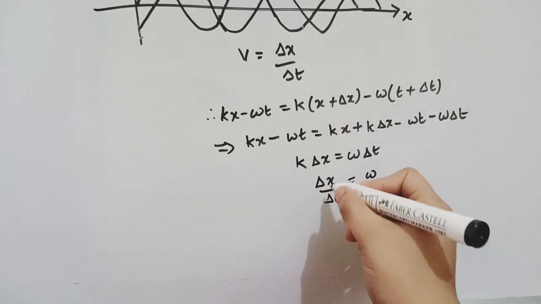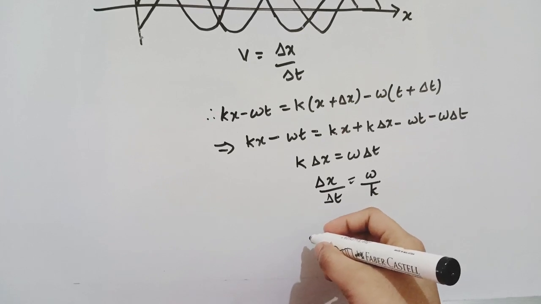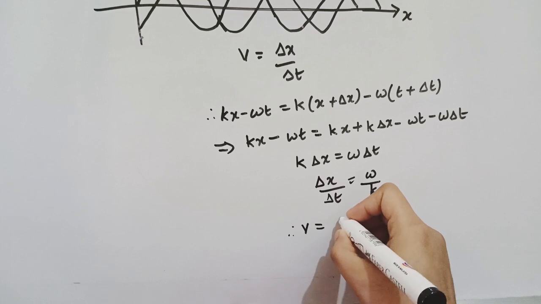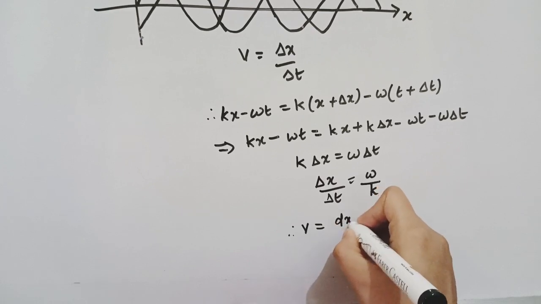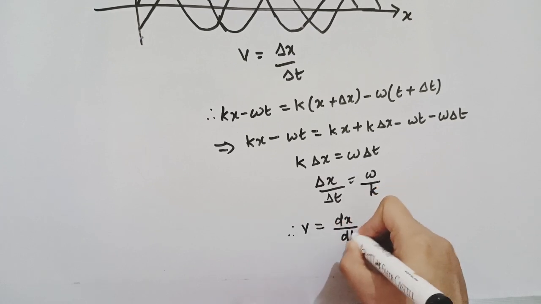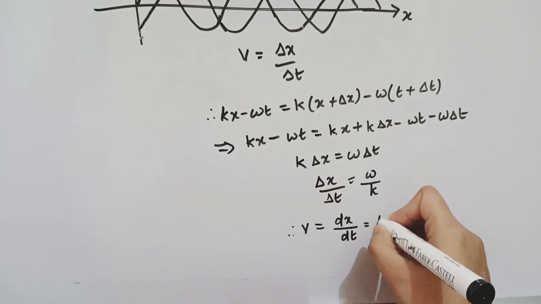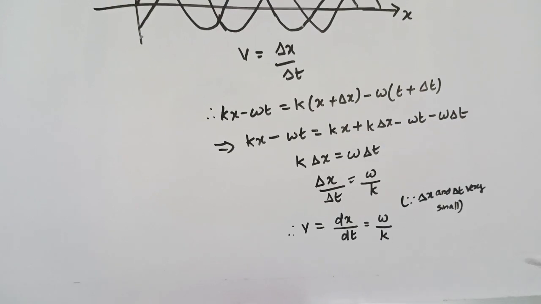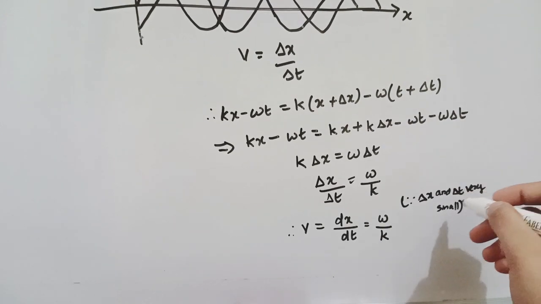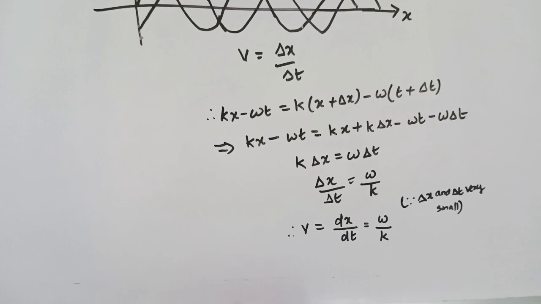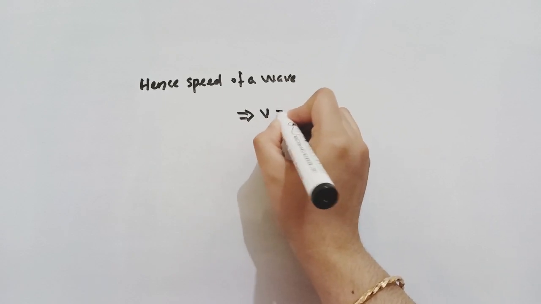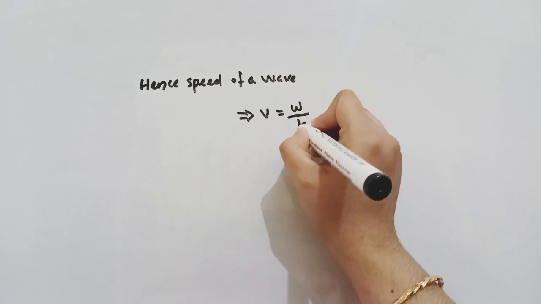We are taking Δx and Δt very small. Therefore, v = dx/dt, which is equal to ω/k, because we took Δx and Δt as very small. Hence, the speed of the wave is v = ω/k.